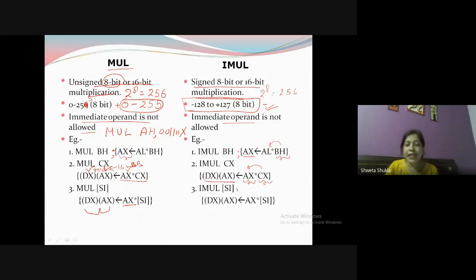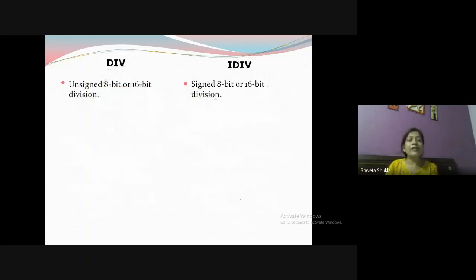Now if you are using any kind of word pointer, like the source index, then what is going to happen? You will multiply the content of SI with the AX register, and before that, always remember you have to calculate the physical address from the given formula, then go to that particular memory location, get the content, multiply it by AX, and save it in the DX and AX registers. So this is how the IMUL and MUL instructions work. Now next comes division.